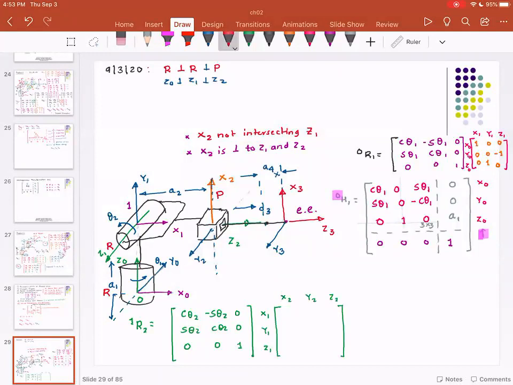Now, if you look at the projection of x2 onto y1, it's 1. Projection of x2 on x1 and z1 is 0. Projection of y2 onto z1 is 1. Projection of z2 onto x1 is 1.